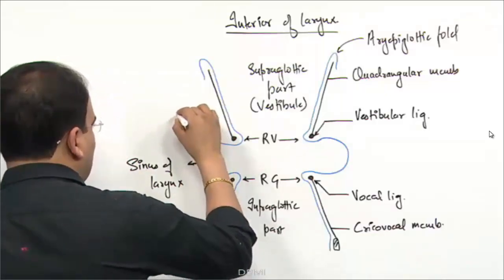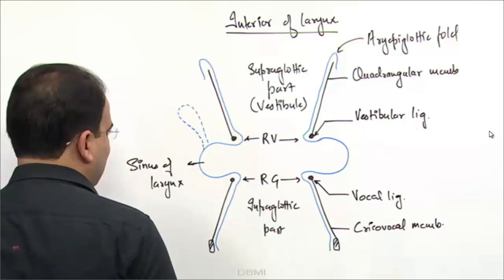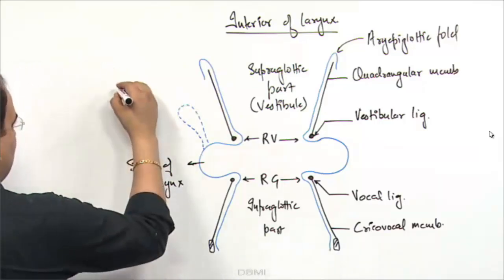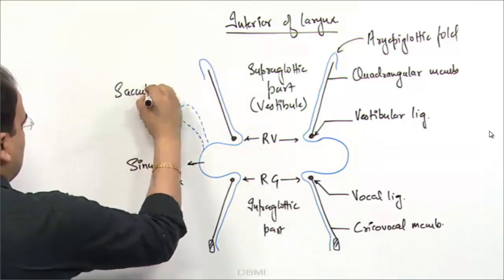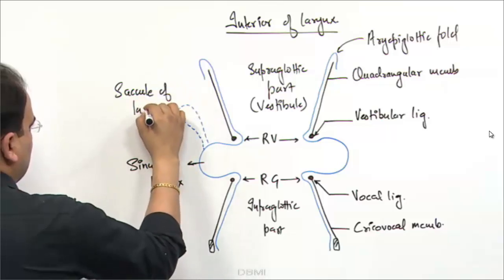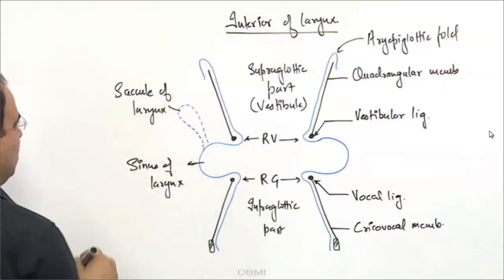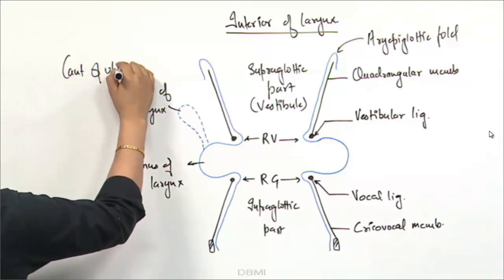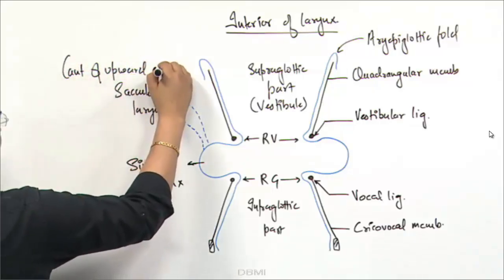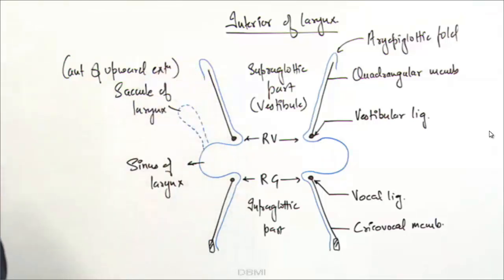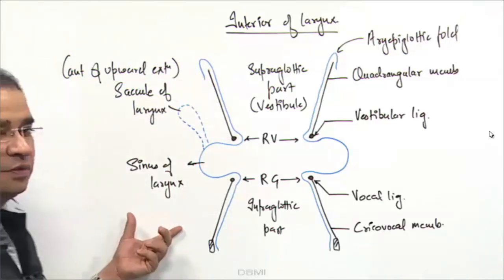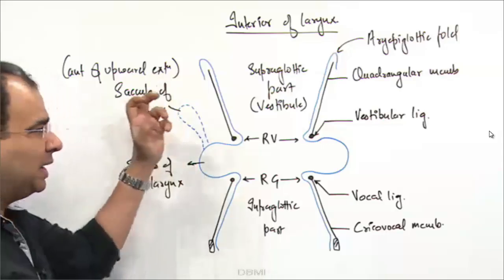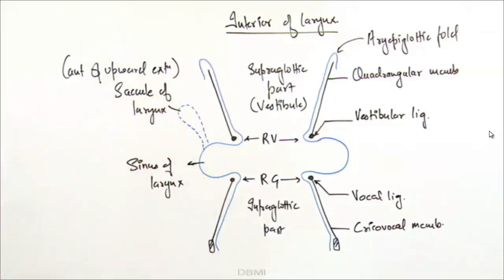So the saccule of the larynx will be like this. Saccule of the larynx, please note, it is the anterior and upward extension of the sinus of the larynx. So it goes forwards and upward, and that blind sac here is called the saccule of the larynx.